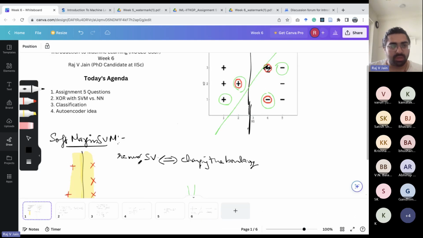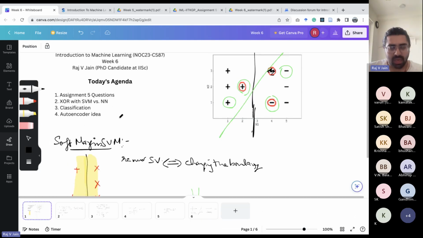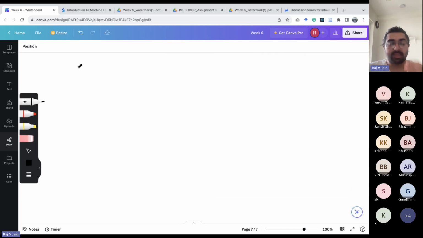I just want to mention XOR with SVM was NN. One thing I wanted to ask: has ma'am shown anything on how to do classification using neural networks? Sir, in neural networks she has discussed the perceptron and the multi-layer network, but not classification. Not classification. Okay.